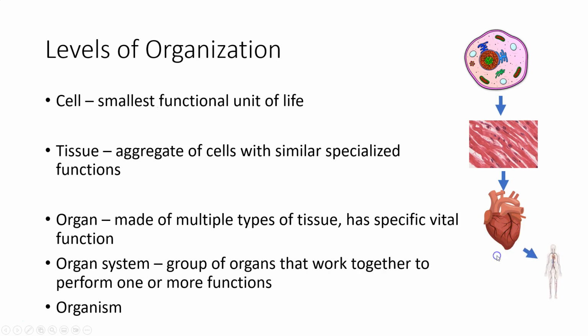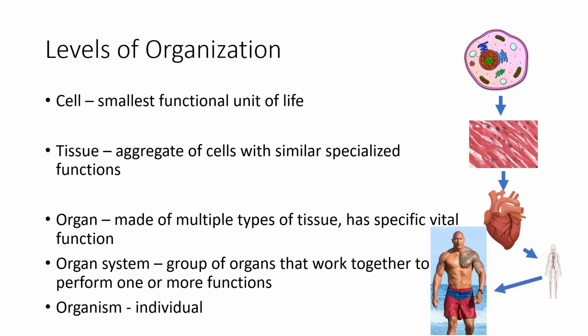And then organs will come together with other organs to create an organ system. For example, the heart is part of the larger cardiovascular system. And then all of our systems come together to make the organism, which is us. And so in this video, we are going to focus on tissues.